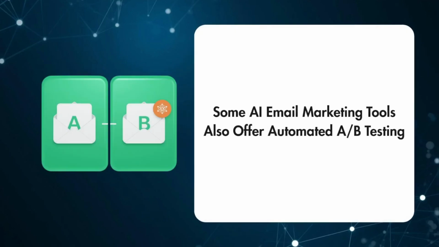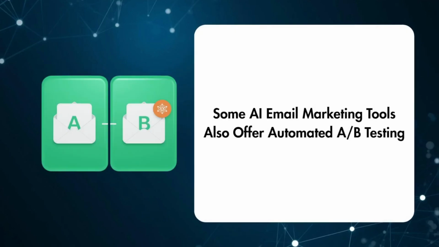Some AI email marketing tools also offer automated A/B testing. This means the AI can send different versions of an email to small portions of your audience and see which one performs better. The best performing version is then sent to the rest of the subscribers automatically. This testing process is done without lifting a finger, and it helps to increase the engagement and conversions over time.